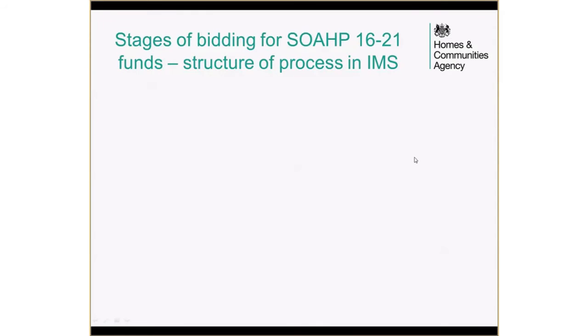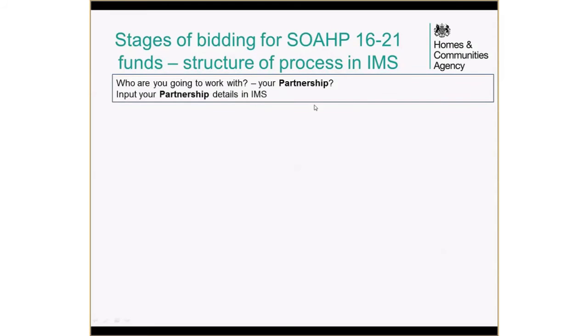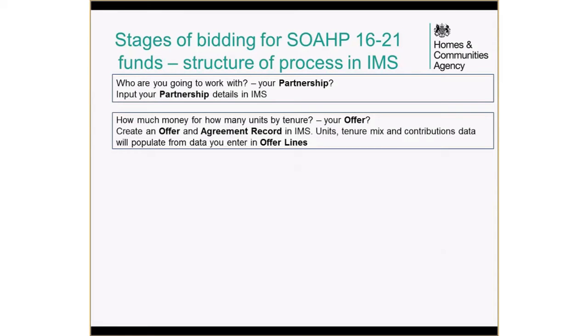So now the stages of bidding for Shared Ownership and Affordable Homes Programme 1621 and the process in IMS. So first of all, who are you going to work with? That is your partnership. So you'd input your partnership details in IMS. Then how much money for how many units by tenure? That is your offer. So in IMS, you would create an offer and offer agreement. So that will have your units, your tenure mix and contributions, but you don't actually enter any data in there. The data will populate from data that you enter in offer lines.